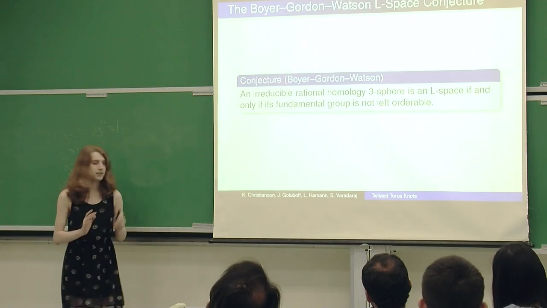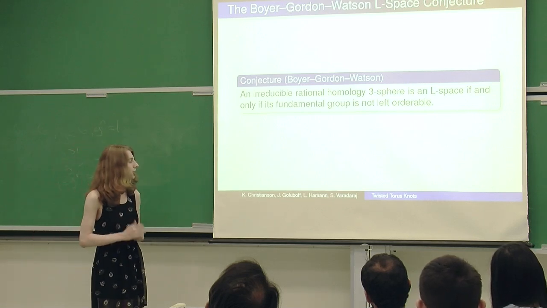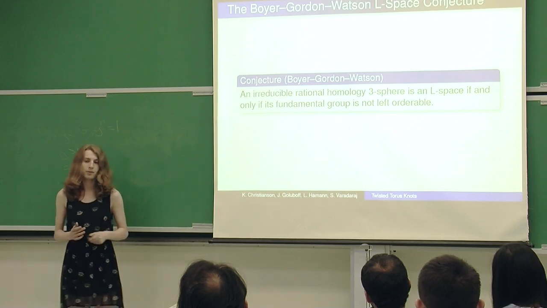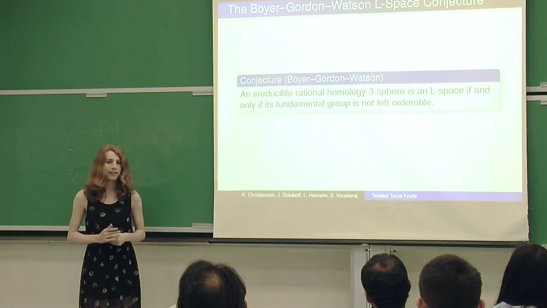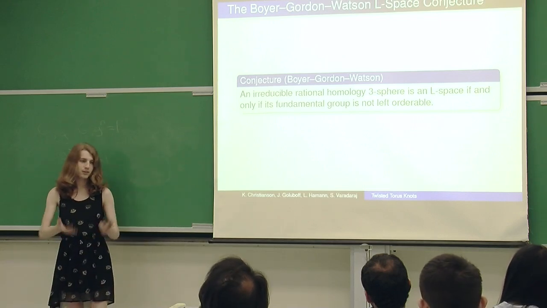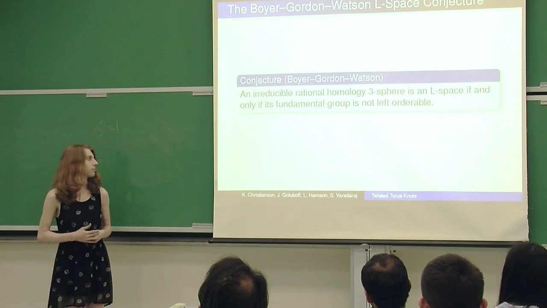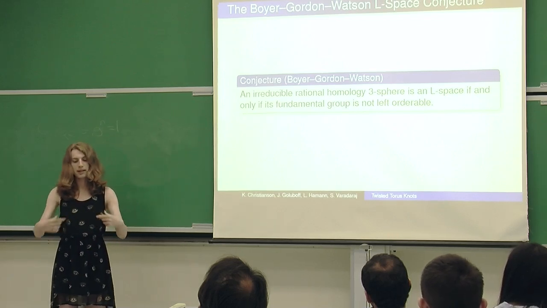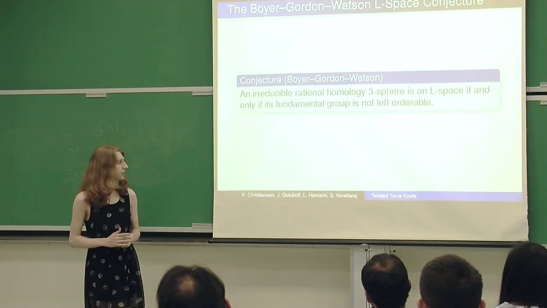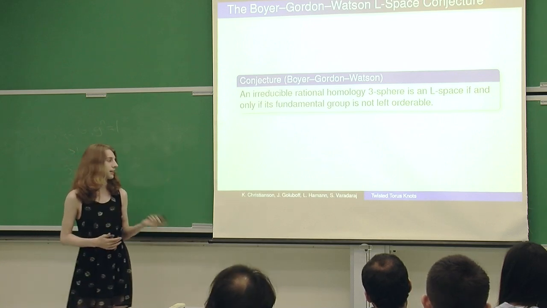Now we have enough things defined to talk about this conjecture, which is the main conjecture that we've been studying all summer. This is due to Boyer-Gordon-Watson. It says that an irreducible rational homology 3-sphere is an L-space if and only if its fundamental group is not left-orderable. So a rational homology 3-sphere is just a particular kind of closed connected orientable 3-manifold. Irreducible just means that you can't break it up as the sum of other manifolds. Here we're talking about the connect sum.